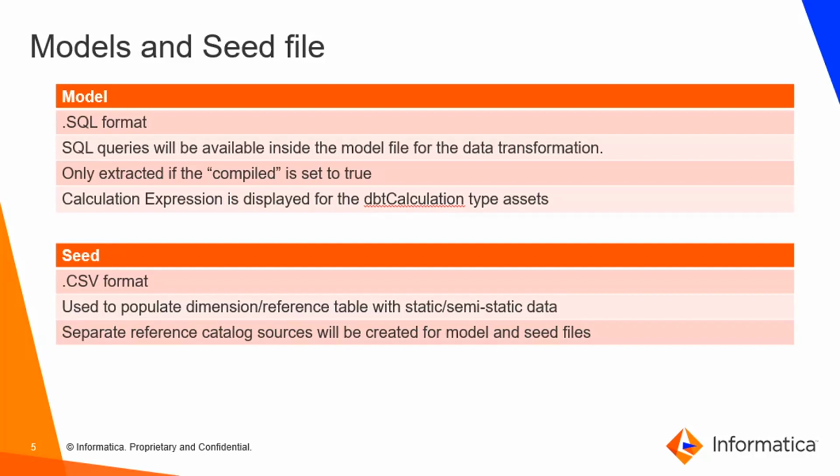In the data governance and catalog, we can see the calculation expression for the DBT calculation type assets. Also, after execution of the scanner, a separate reference catalog source will be created for the seed and model files we scanned. The seed is a file structure used to populate the dimension or reference table with static or semi-static data. It's kind of a file.